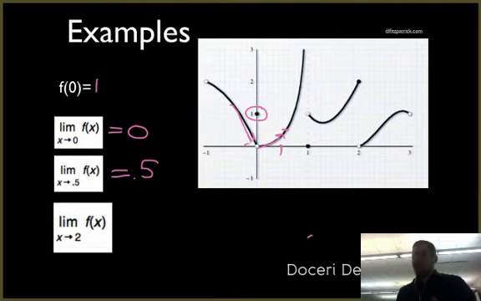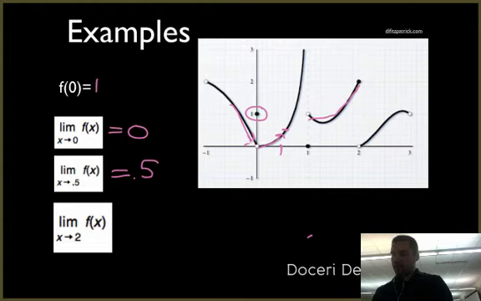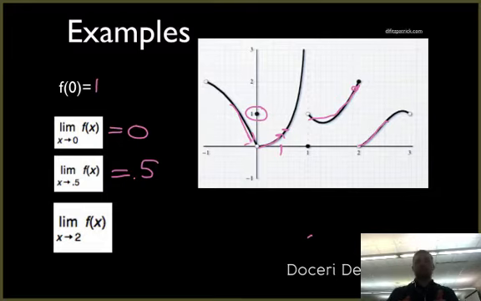Let's look at 2. If I come in from the left, I'm approaching 2. If I come in from the right, I'm approaching 0. Y value is correct. So since that graph goes to two different places, that limit does not exist. Okay, there is no limit, or the limit does not exist.